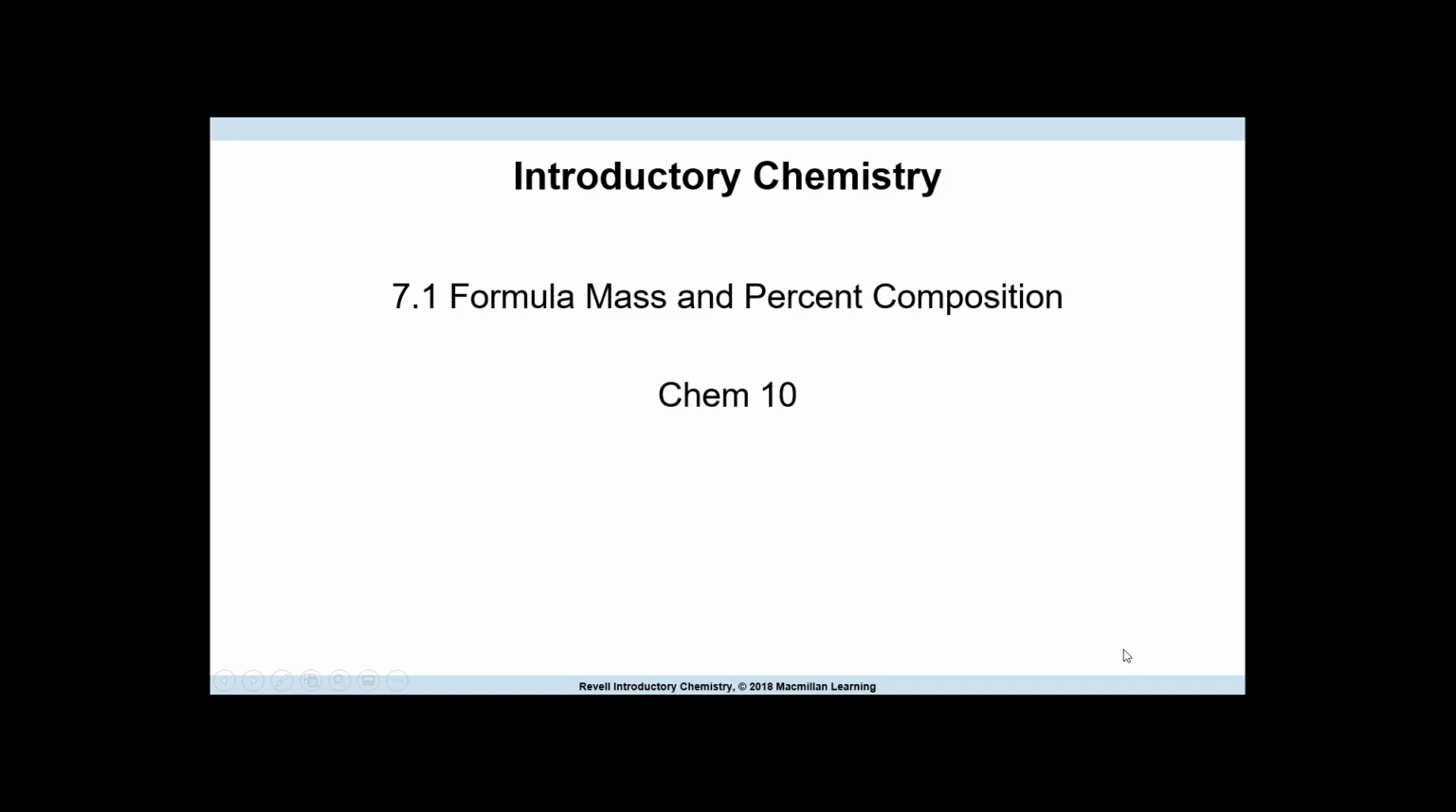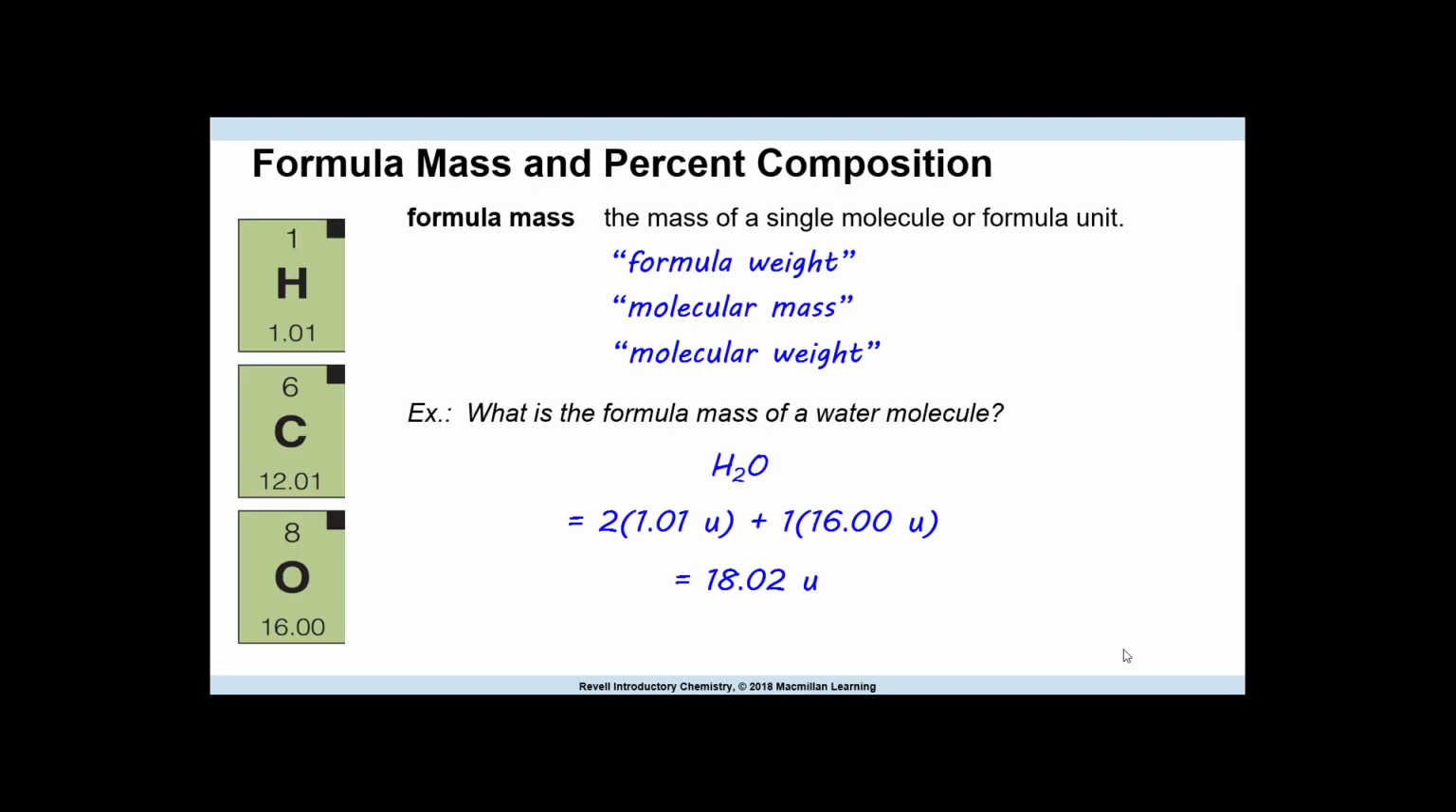Hi class, we are now starting chapter 7. We're going to discuss formula mass and percent composition. We're going to spend 2 weeks on chapter 7, but do not wait till the last minute because this is now going to start involving more math. And some of it can get a little complicated if you don't stay on top of it because there's a lot of information to learn, which is why you're given 2 weeks on this chapter instead of 1.